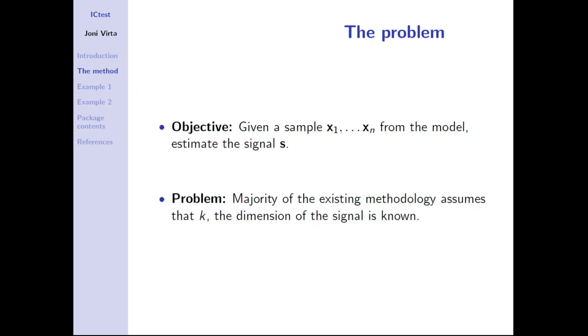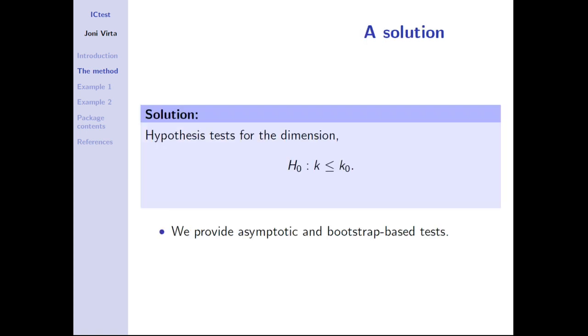And how this goes in practice, you get a sample from the model, so n vectors, and you want to estimate the signal s. The problem is that most of the methods that do something like this assume that the dimension of the signal is known. So you know k, the dimension, a priori, and that is often not the case in practice. There's no reason why you should know the latent dimension.